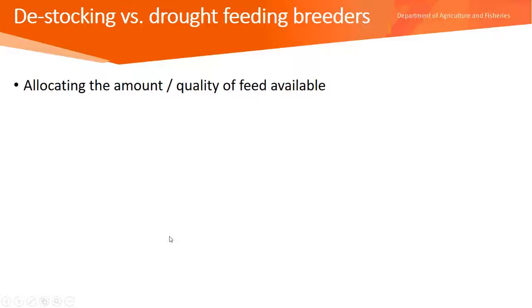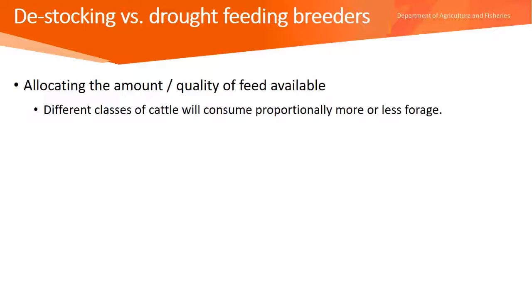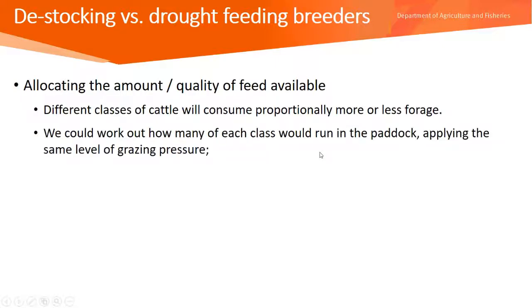Now, part of this story when we're comparing selling different classes of cattle is getting the right allocation on the amount and quality of feed available. So all this is based on there being an amount of feed of a certain quality available in a paddock or across a couple of paddocks. Different classes of cattle will consume proportionally more or less of that forage. So if there's a certain area of feed available, you'll say, well, you could put 10 cows in there, but you could put a different number of steers or heifers for the same period of time to do a certain job on them. So we could work out how many of each class would run in the paddock.